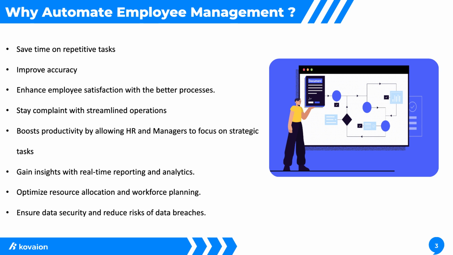Moreover, resource allocation becomes more optimized, ensuring employees are deployed where they are most effective. Data security is another crucial benefit, as automated systems minimize the risk of breaches by implementing robust security measures. And let's not forget how it simplifies the onboarding and offboarding experiences, making transitions seamless for both employees and HR. Finally, automation improves collaboration by centralizing communication and documentation and making everything easily accessible for all stakeholders.